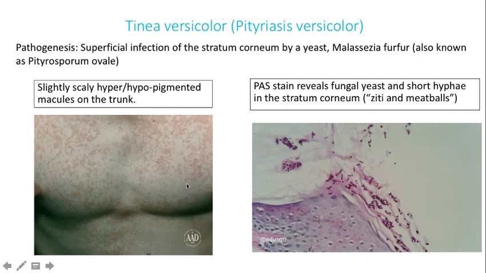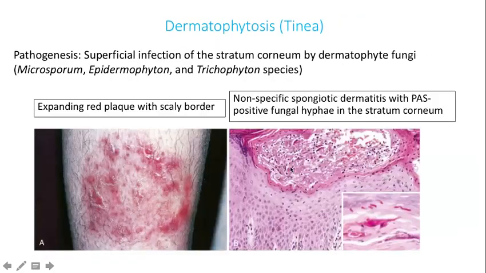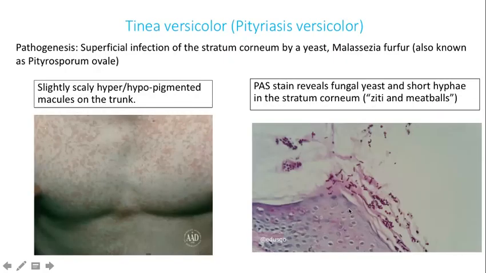You could do a KOH on one of these, similar to what we did with the dermatophyte infection, or you could do a biopsy. And here, we're looking at a PAS stain of a biopsy. Again, this is a superficial fungal infection, but it's a different type of fungus. And this one presents with short hyphae, like ziti or spaghetti, and meatballs, which is the yeast form. So the dermatophyte infection, which we looked at here, tinea, only gives you hyphal elements. Pityriasis versicolor gives you yeast forms along with these short hyphae.